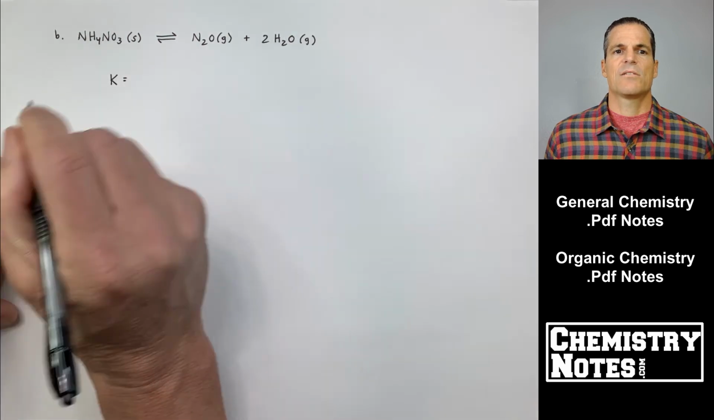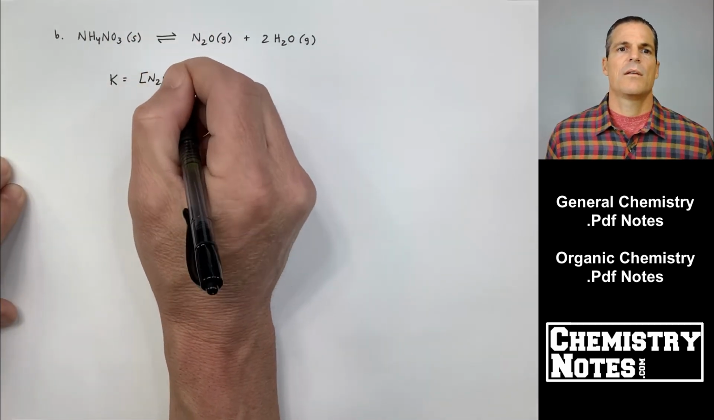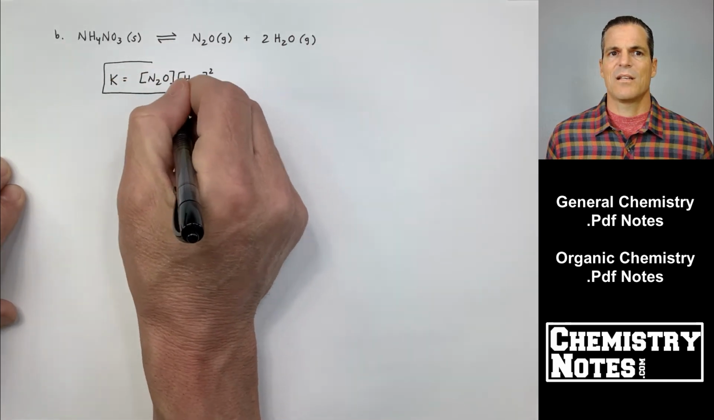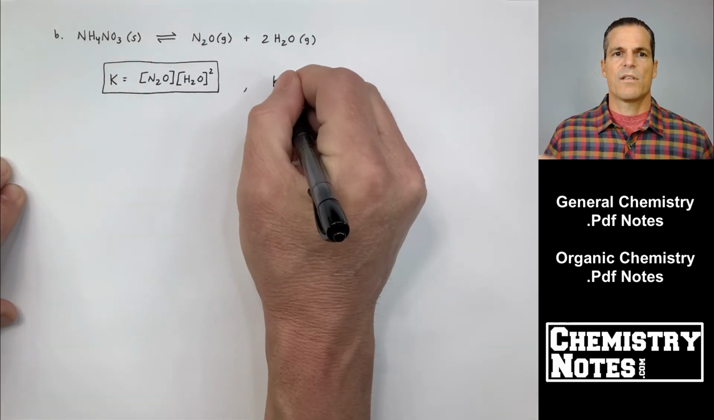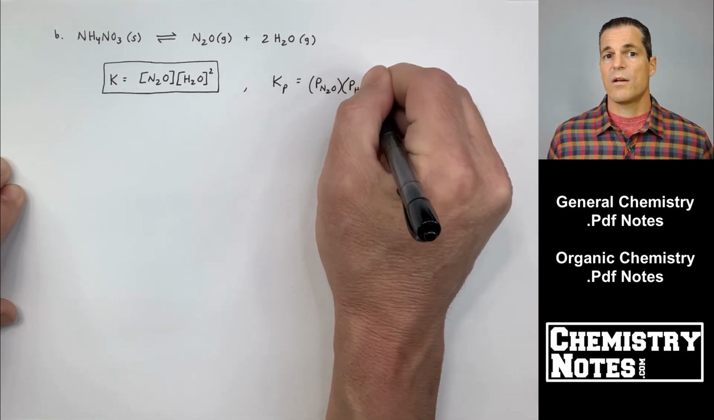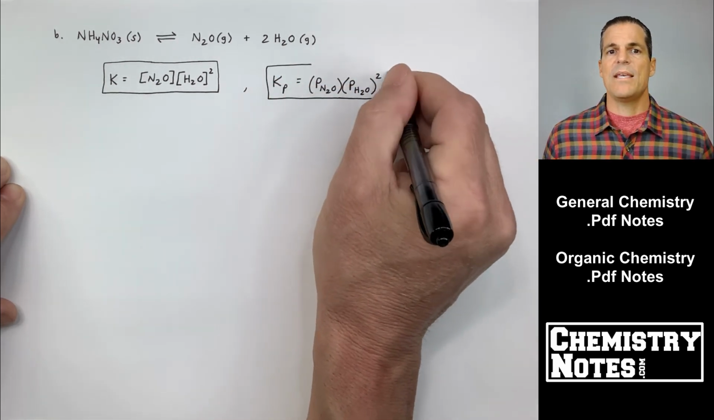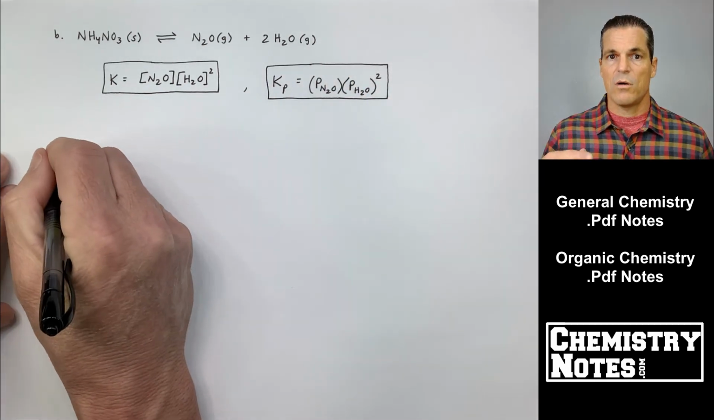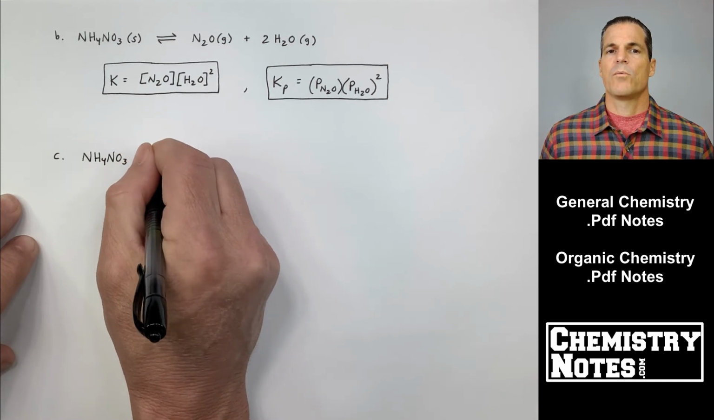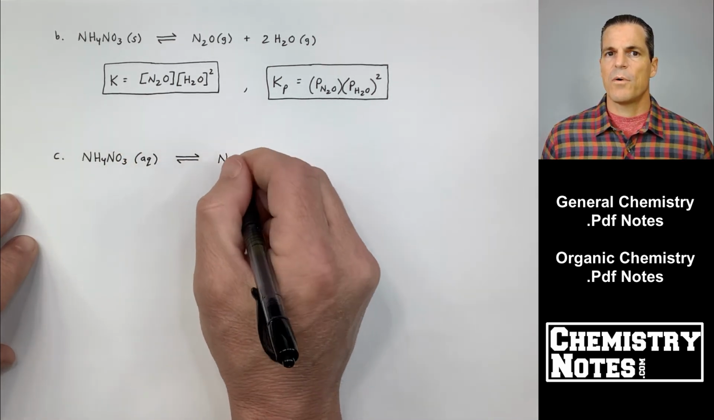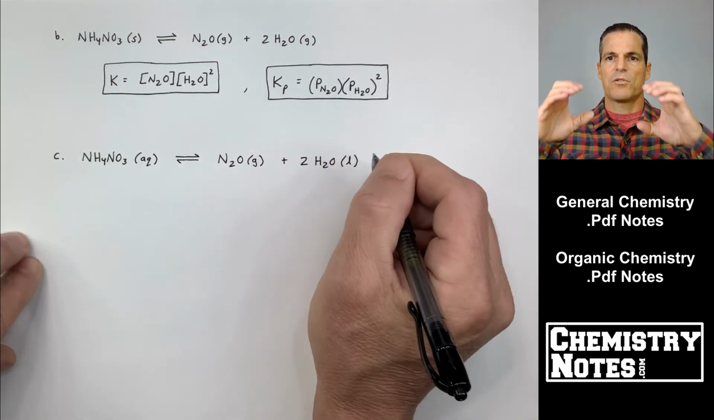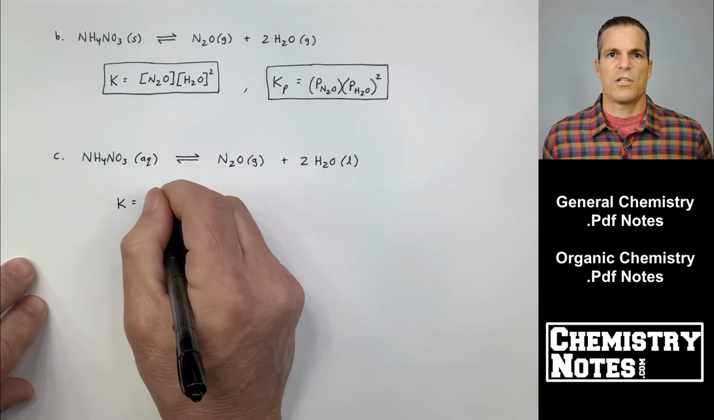All right, B, NH4NO3 solid yields N2O gas plus 2H2O gas. So my K is going to be products, and we're not going to include the reactants, so there is no denominator here because that would be a solid. So we have K equals N2O concentration times the concentration of H2O squared, or Kp equals the partial pressure of N2O times the partial pressure of H2O squared. The reason why I don't use brackets for partial pressures, instead I use parentheses, is because brackets in chemistry represent concentration.